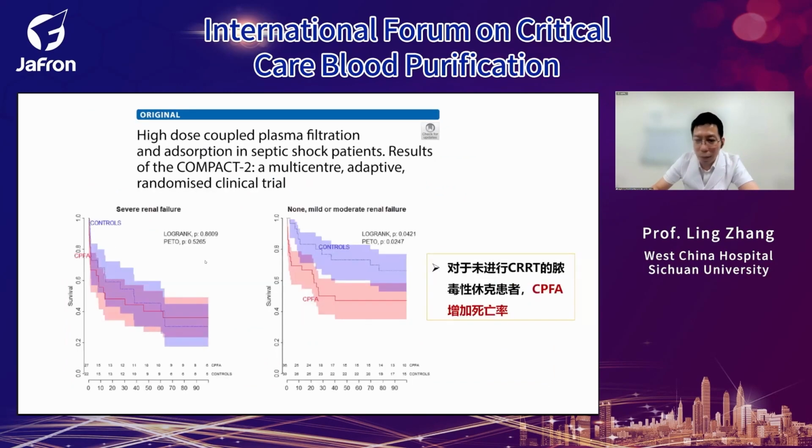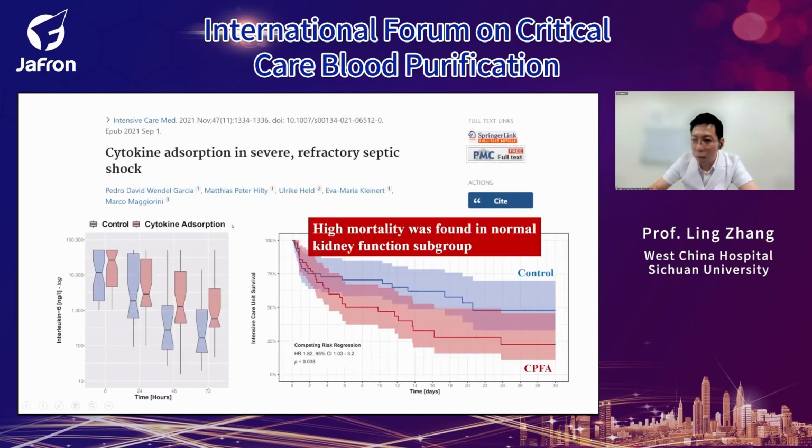Another interesting thing is that they found a high mortality even in patients whose kidney function is normal. So from this paper, we got the thinking that if patients have normal renal function, we should not do the absorption treatment for these kinds of patients.